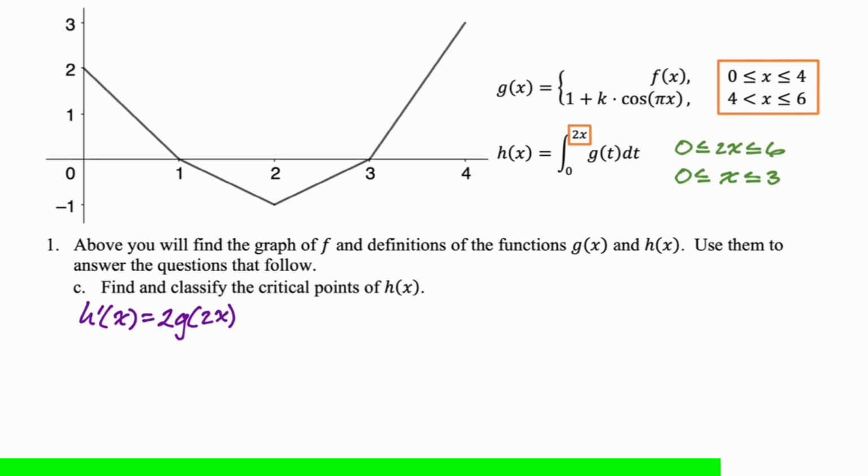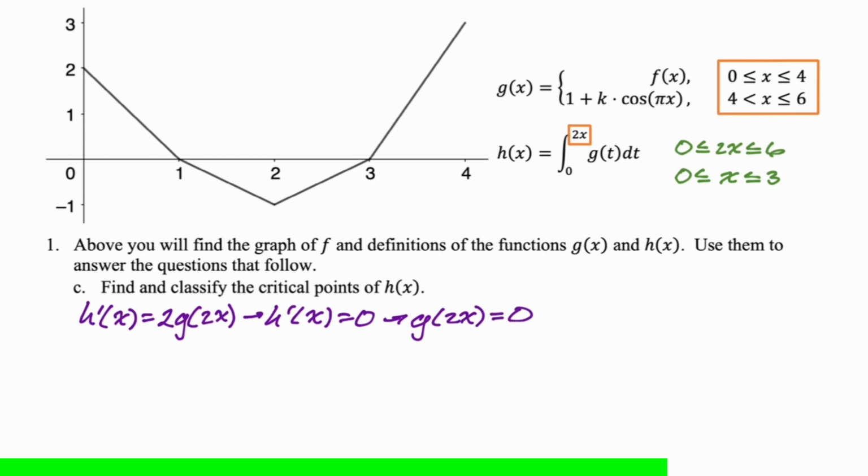We need to figure out when the derivative is 0 or undefined. The derivative is never undefined because we went out of our way to make sure that g of x was continuous on the interval from 0 to 6 in part A, I think. So we know the derivative is never undefined. We just need to figure out when it's 0, and if h prime is equal to 0, that just means that g of 2x is equal to 0, basically.